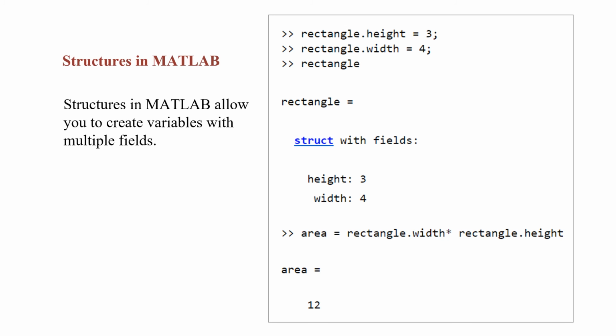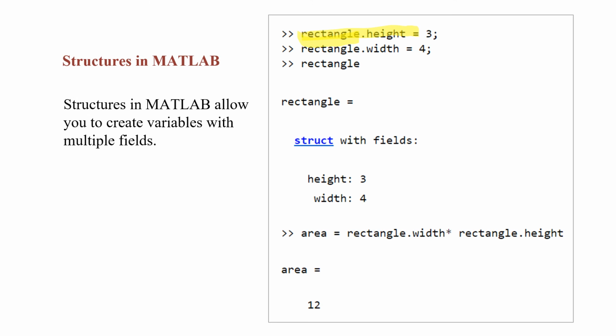The last topic in this video is structures in MATLAB. A structure in MATLAB allows you to create variables with different fields. As an example here we have a variable named rectangle, and we know that the rectangle has two features or two fields, the height and the width of the rectangle. So instead of creating two separate variables, I simply created one variable. I named it rectangle, and I mentioned that this variable has two fields in it, the height and the width.